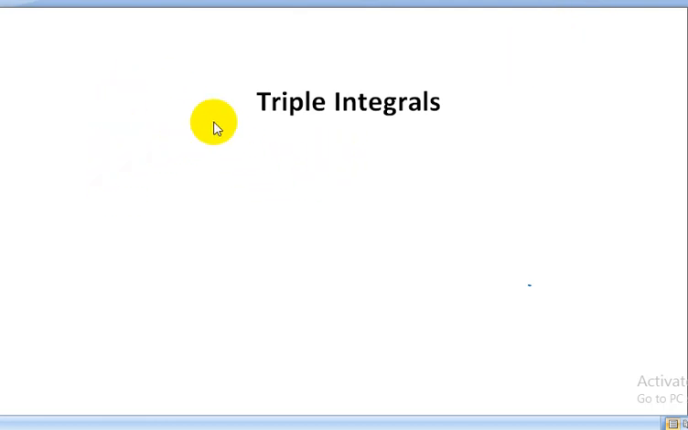Welcome students. Our today's topic is triple integral. So far we are familiar with single and double integrals. Single definite integral a to b f of x dx is evaluated over closed interval a b.